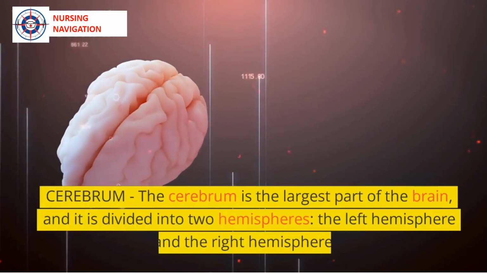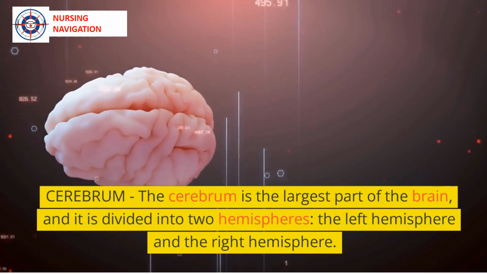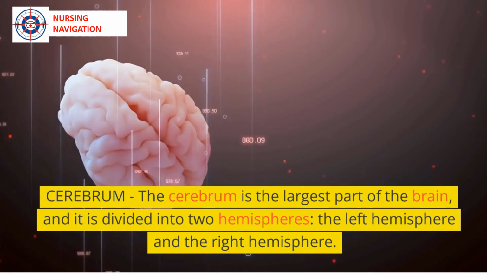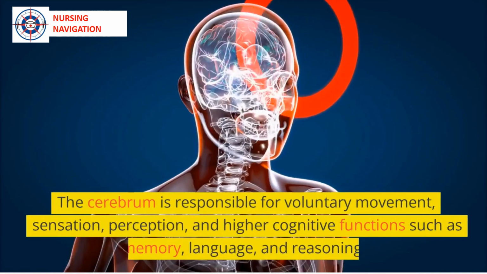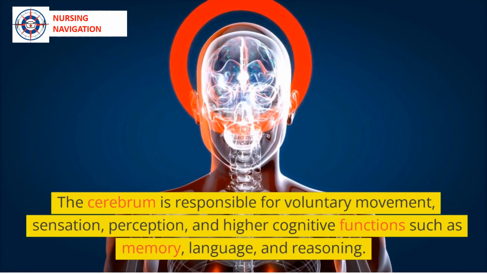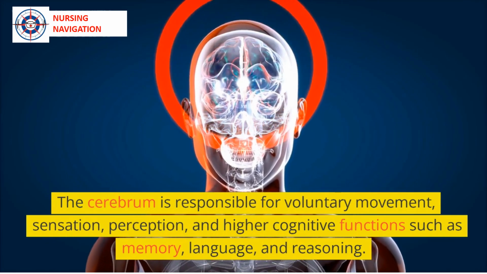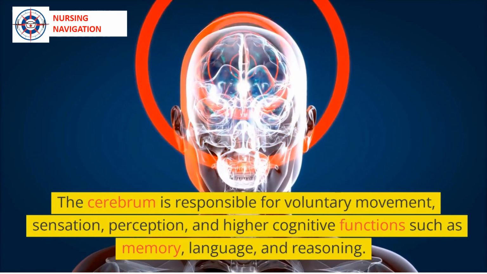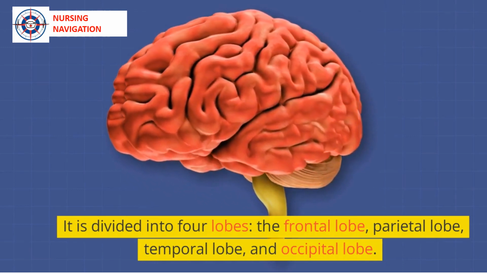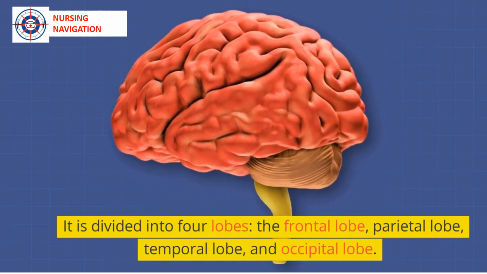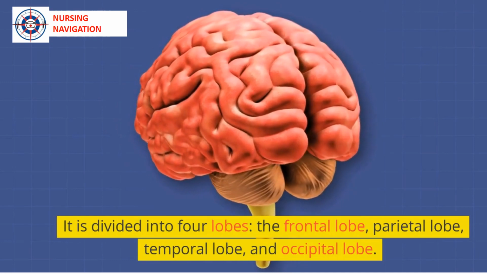Cerebrum. The cerebrum is the largest part of the brain, and it is divided into 2 hemispheres, the left hemisphere and the right hemisphere. The cerebrum is responsible for voluntary movement, sensation, perception, and higher cognitive functions such as memory, language, and reasoning. It is divided into 4 lobes: the frontal lobe, parietal lobe, temporal lobe, and occipital lobe.